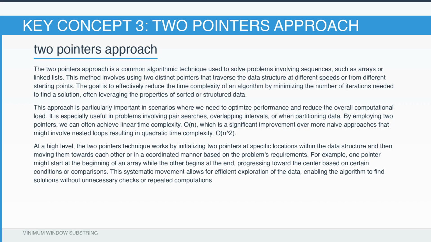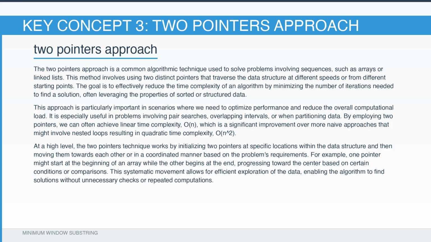By using two pointers, we can significantly reduce the time it takes to find a solution. Instead of checking every possible pair of elements, which can lead to a time complexity of O(n squared), we can achieve linear time complexity, O(n). This efficiency is especially useful for problems like pair searches or managing overlapping intervals.